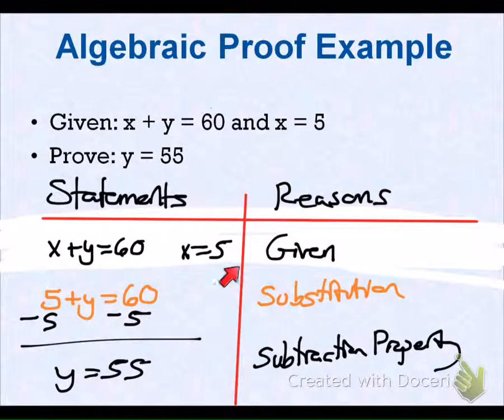And you did it in a 2-column proof. You don't have to do it in a 2-column proof like this. You could just write it out in words, right, if you want. But you could also just put your reasons over here and your statements over here. Okay.